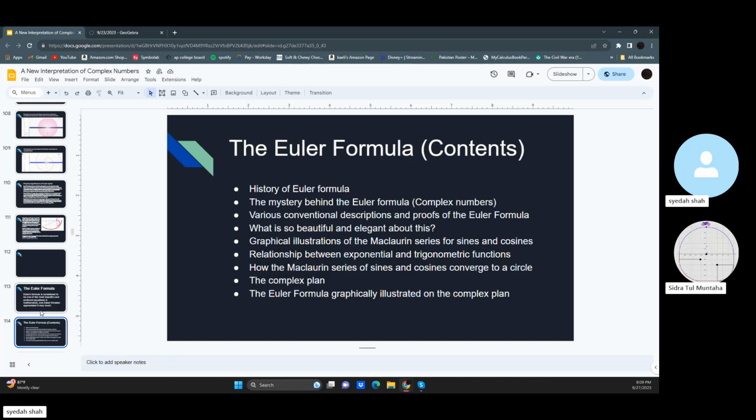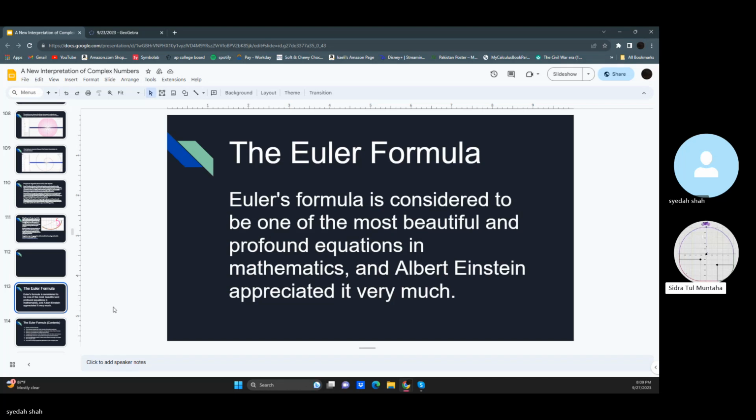So basically, the book is about a scientist, a mathematician named Leonard Euler. Euler made a lot of contributions in mathematics. He published 800 papers on mathematics.